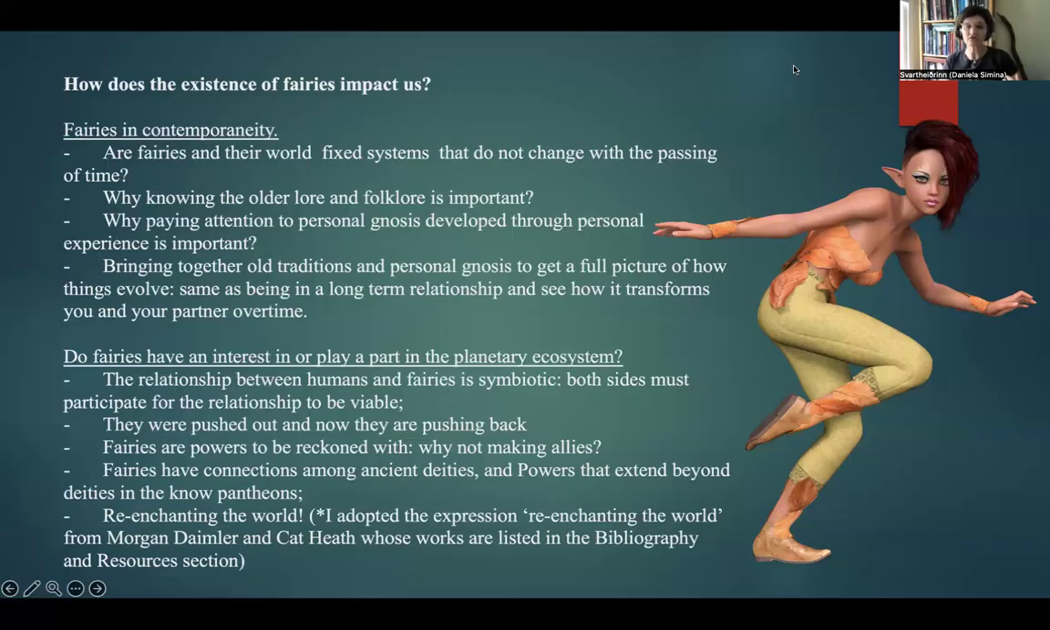In that regard, fairies are powers to be reckoned with. Why not make allies? Whatever degree of belief, whatever your religious beliefs are, there's room for everybody. Even if you're based in a monotheistic religion, my grandmother was a devout Christian, so she'd go to church regularly, but she also understood that the world is far more complex than a religious establishment is trying to present it to people.